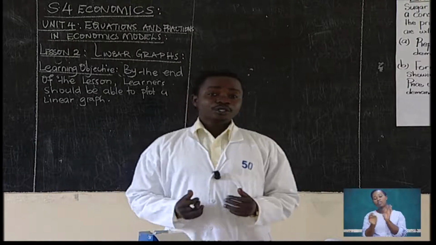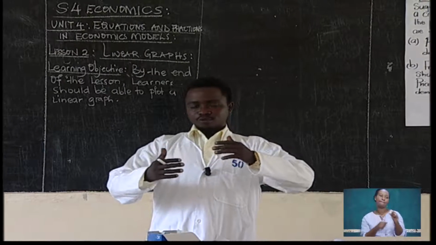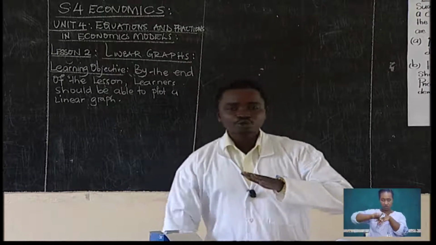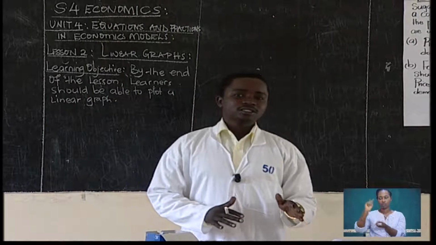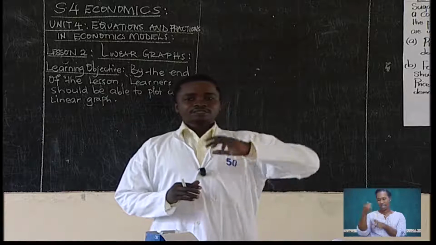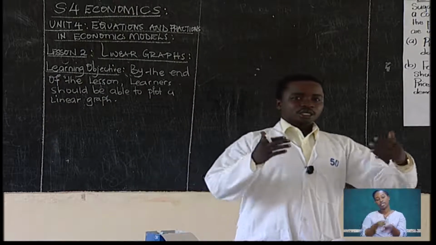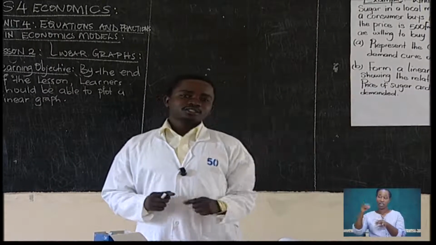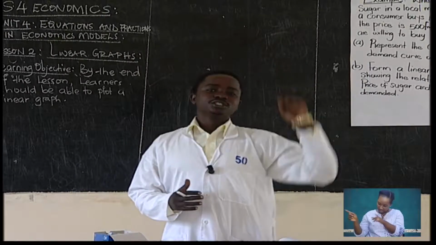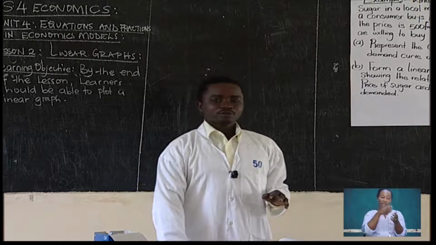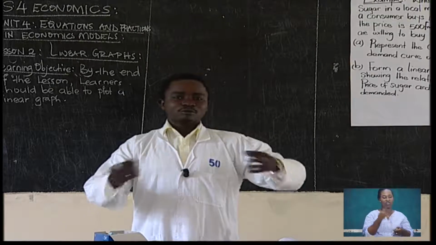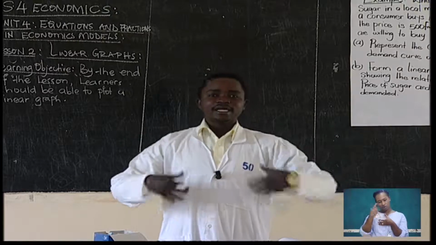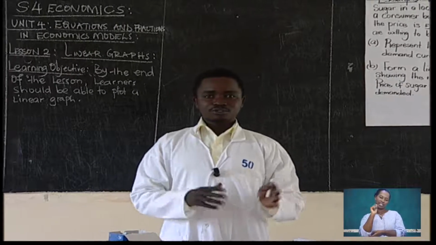For example, when we talk about the law of demand, when the price of a commodity increases, we expect quantity demanded to reduce, and vice versa, keeping other factors constant. And when we talk about personal income and consumption expenditure, when your income increases, we expect your consumption also to increase. And when your income reduces, we expect your consumption expenditure also to reduce. So for all those relationships, we can generate linear equations that show the relationship between those variables.